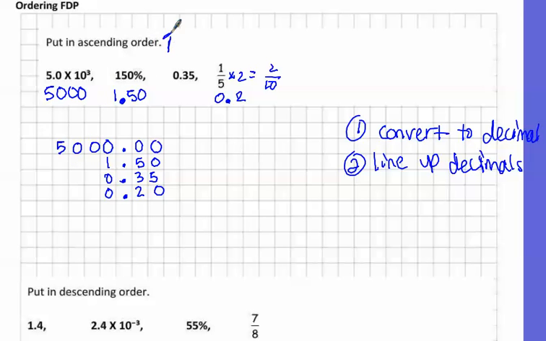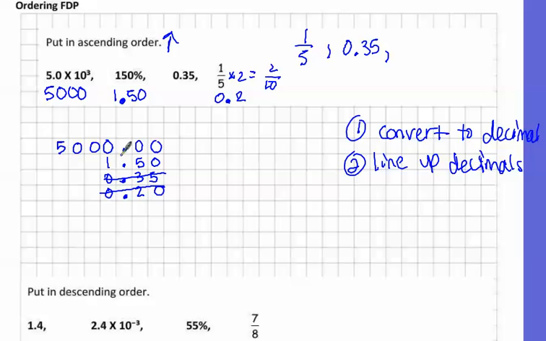So that's going up from least to greatest. So the smallest number here is going to be 0 and 2/10. In its original format, it was 1/5. Cross that out when you're done. The next largest number is 0 and 35/100. Cross it out when you're done.